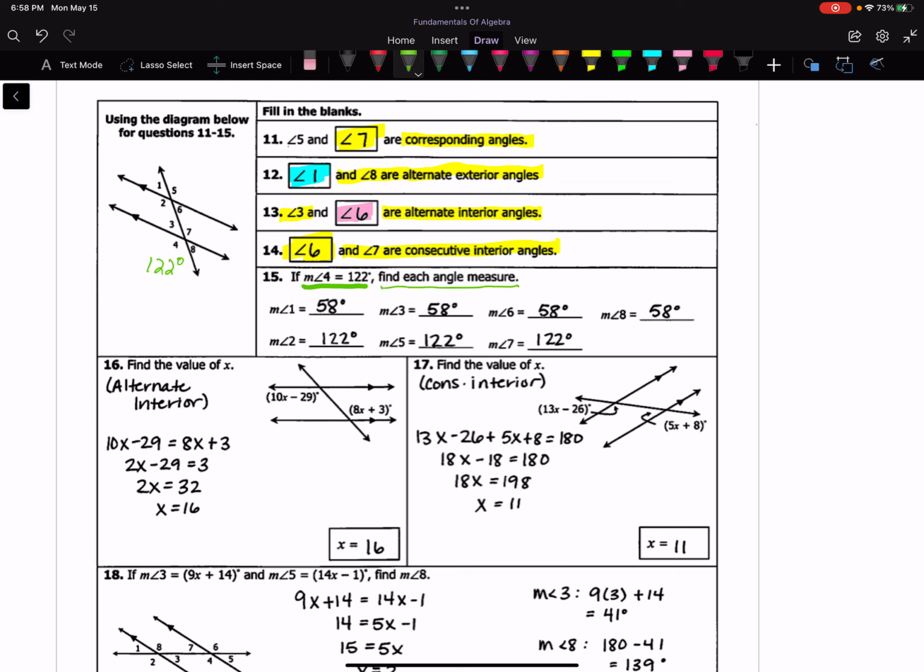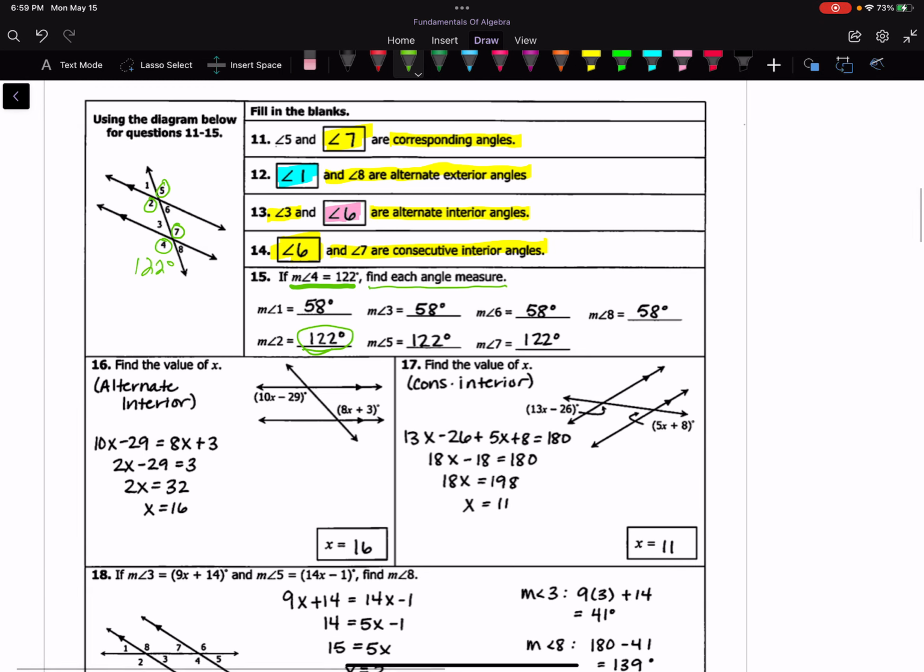Okay, well, it's very simple. We go from 4 to 7 are vertical, and 2 and 5 are corresponding. 2 corresponds to 4, and 5 corresponds to 7. So those are all going to be 122 degrees. And I didn't mean to erase that, 122 degrees. So if we look at it, we need angle 2 to be 122 degrees, angle 5 to be 122 degrees. We already know that angle 4 is 122 degrees, and finally angle 7 has to be 122 degrees.